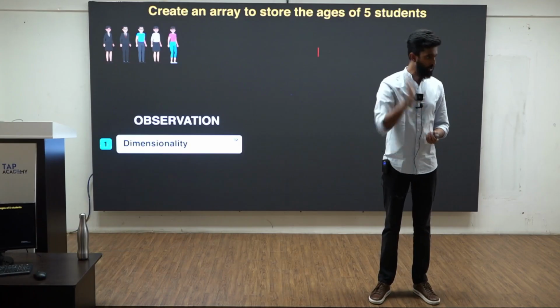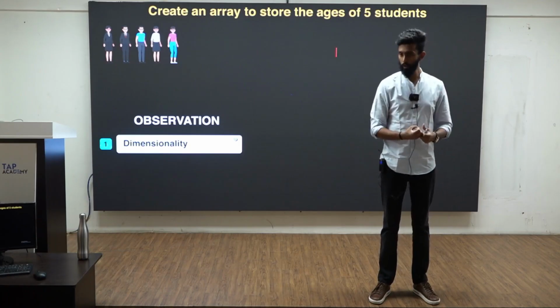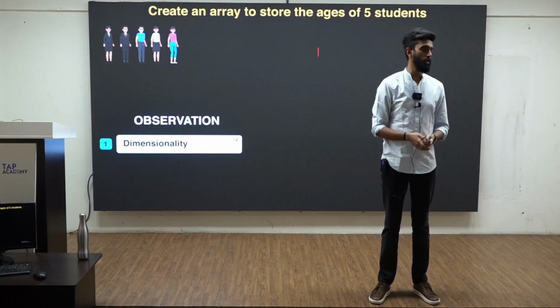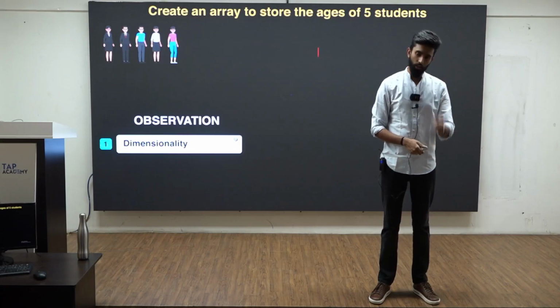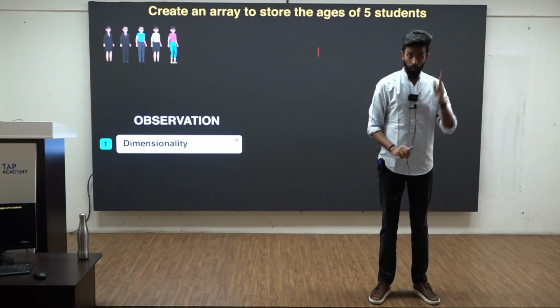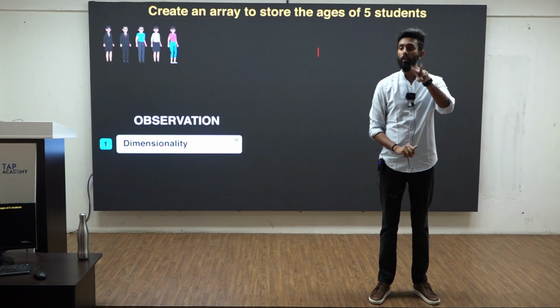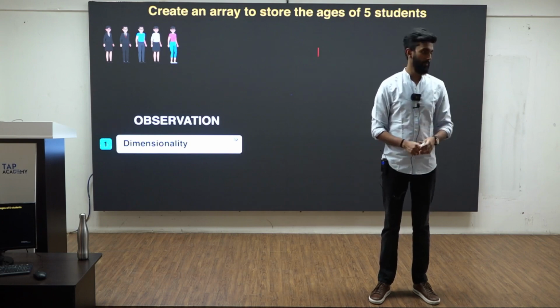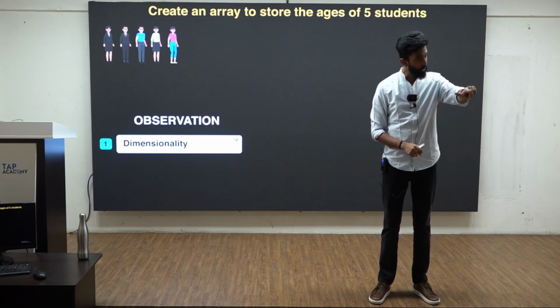Let us assume there are 2 classrooms. Each classroom has 5 students. I have their age. Now you will come to me and say, sir, give me the age. What is the first question I will ask you? Which class? Not enough. What is the second question I will ask you? Which student? 2 dimensions. Class is 1, student is 1.